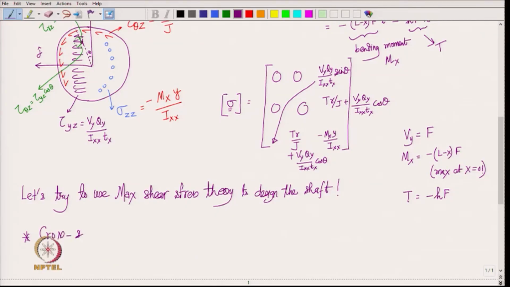So, what would be the critical point of failure? We see that the bending stress becomes maximum at the clamped end, whereas the other stress components are the same for every cross section. So, certainly the cross section at the clamped end is the critical cross section, right. So, we can make a remark here that the cross section at the clamped end is the critical cross section.